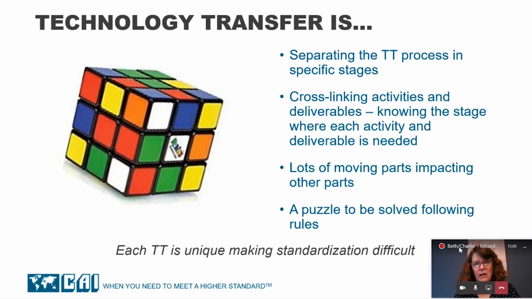When performing a technology transfer, you have to think, well, what is it first? In my mind, you have to separate that technology transfer into specific stages, and we're going to talk about that. Next, we want to cross-link activities and deliverables and know what stage those need to happen. There are a lot of moving parts, and it's a puzzle that has to be solved. A fun puzzle for some people, and I think it's kind of fun and very satisfying when it works. But the trick is that every tech transfer is unique, and it makes standardization very difficult.